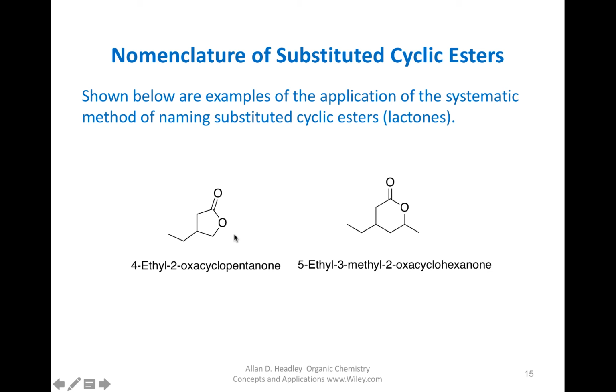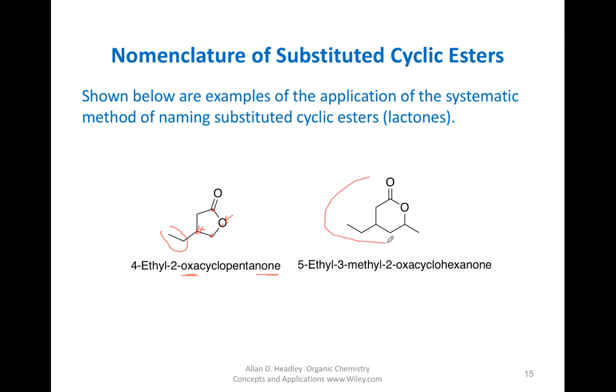And here are some examples for that. So here's a carbonyl. Here's the carbonyl of the ester. Here's the oxygen, the oxa of the ester. It's a 5-membered ring, and here is an ethyl group, pardon me. So it's a cyclopentanone and 2-oxa, and we have an ethyl group on number 4. So this is 1, 2, 3, and 4.